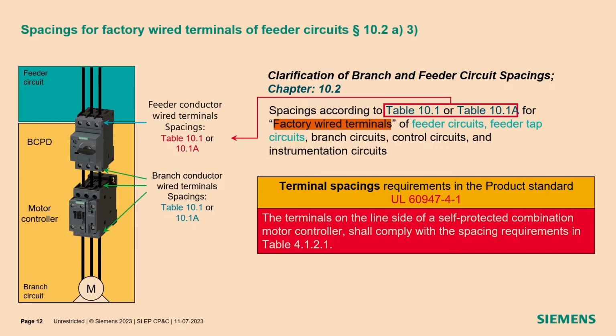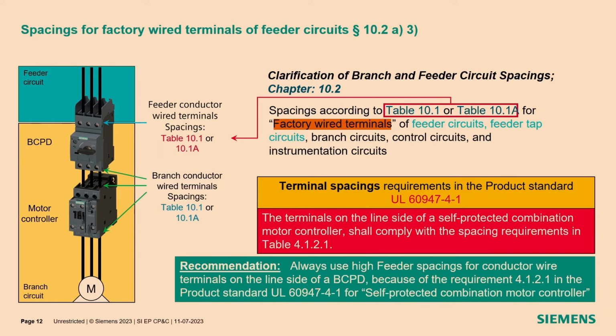So there's a mismatch. And because of the mismatch of both of these standards, we strictly recommend, to not get problems in the implementation, please always use higher spacings on top of the branch circuit protective device. It is new, but maybe in the future they make an alignment, and then we can forget the higher spacings equipment here.